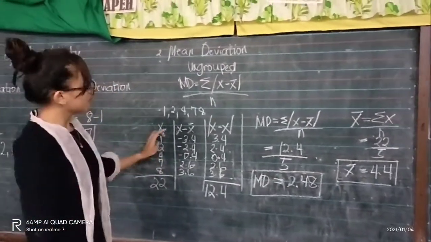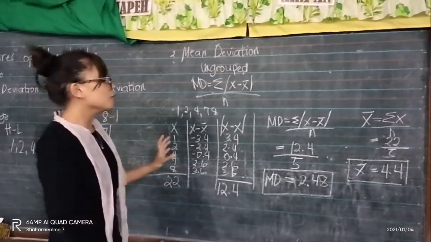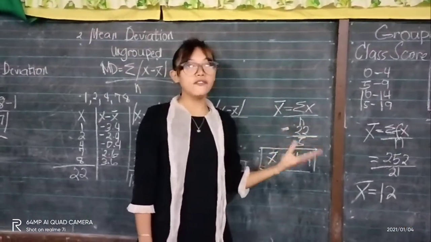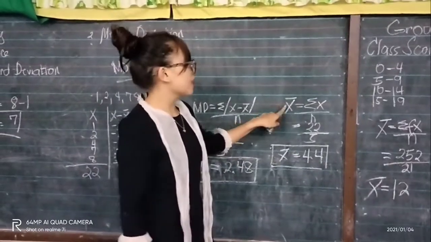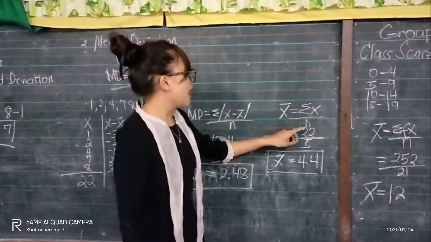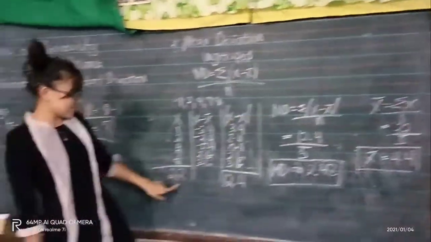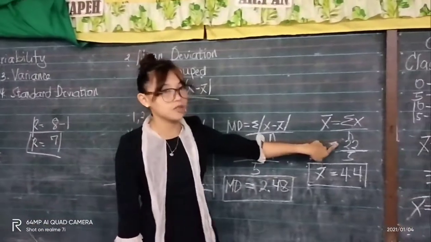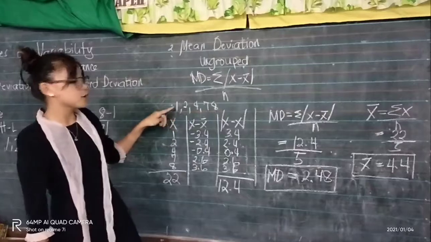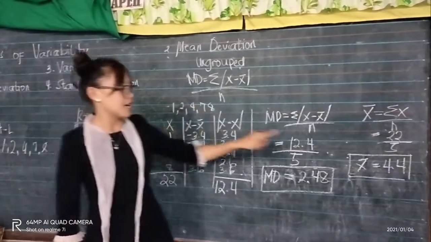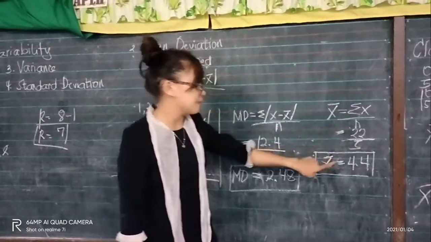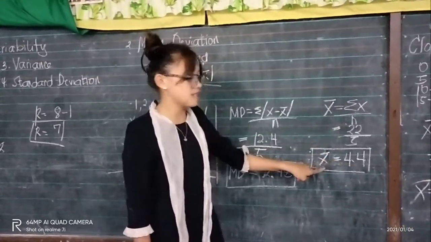Now, we're going to solve our mean first. We all know that the formula of our mean is this: mean is equal to the summation of x over n. The summation of x is 22, so we're going to put 22 here. And the n here is the number of data. So we have 1, 2, 3, 4, 5, so we're going to put 5 here. And 22 divided by 5 is 4.4. So this is our mean.